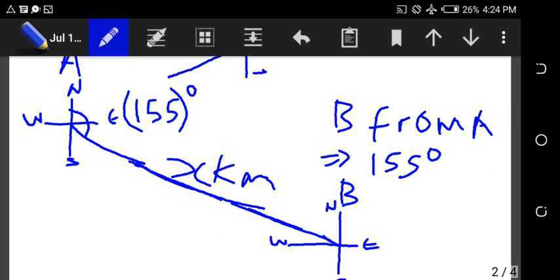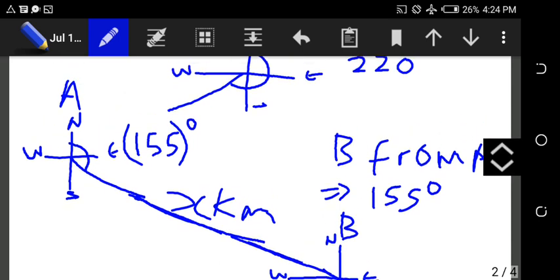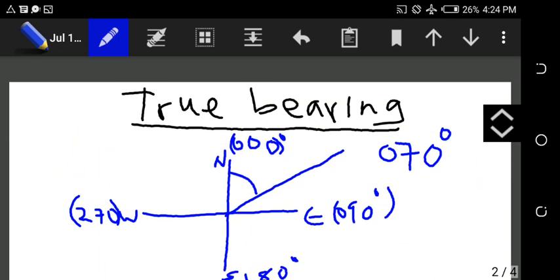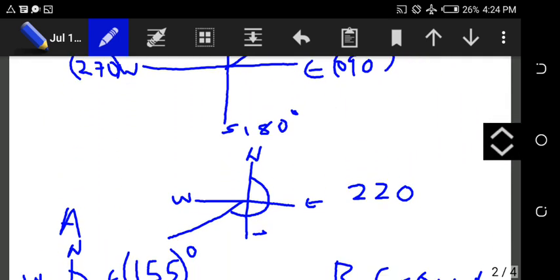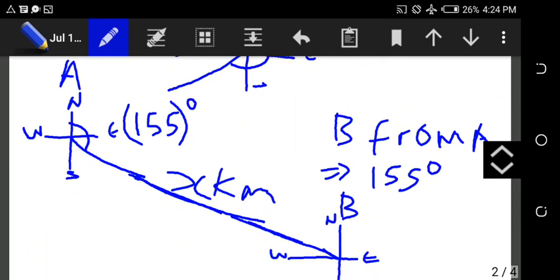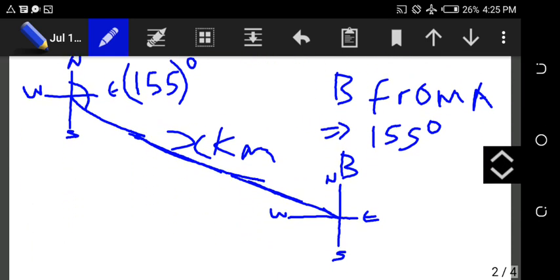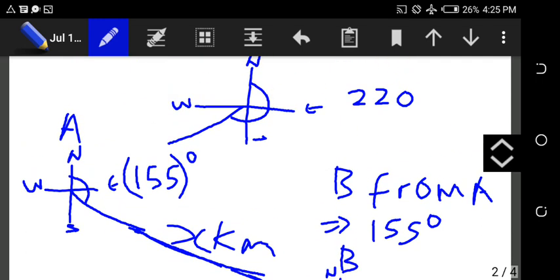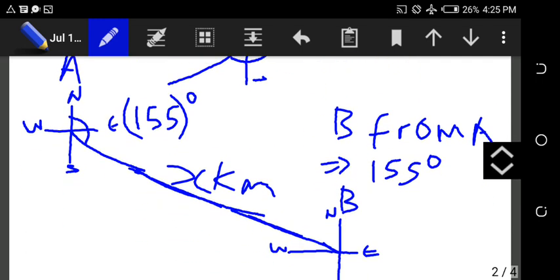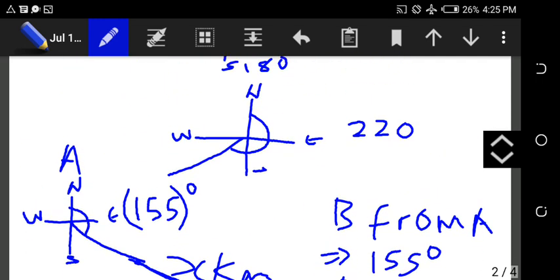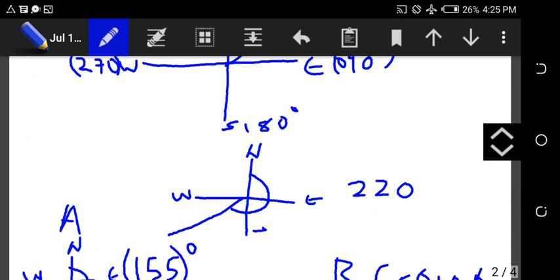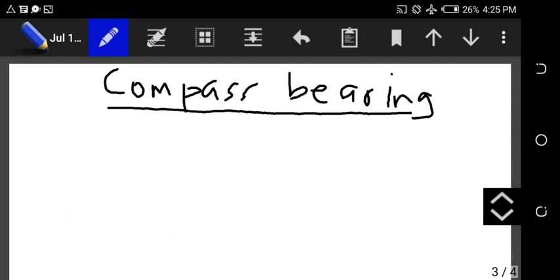So the bottom line is that using a true bearing, we use three digits to describe true bearing. So we don't say 60 degrees, we say 060 degrees and all that. All right, the next type of bearing is what is known as a compass bearing.